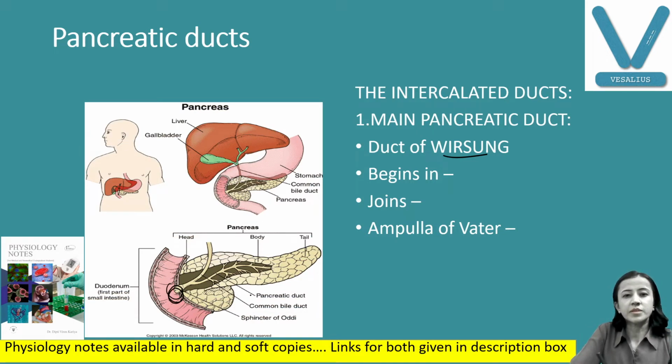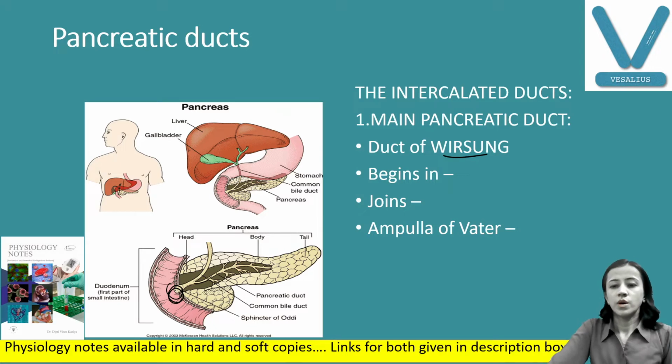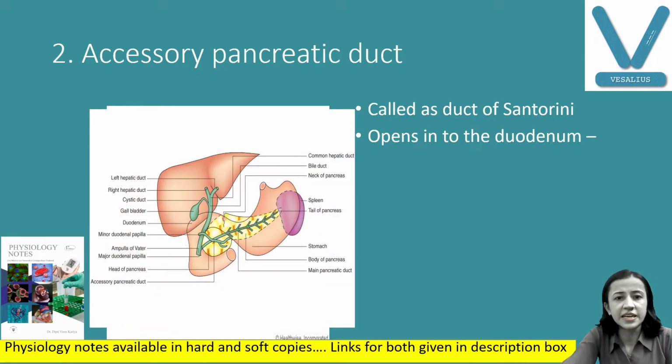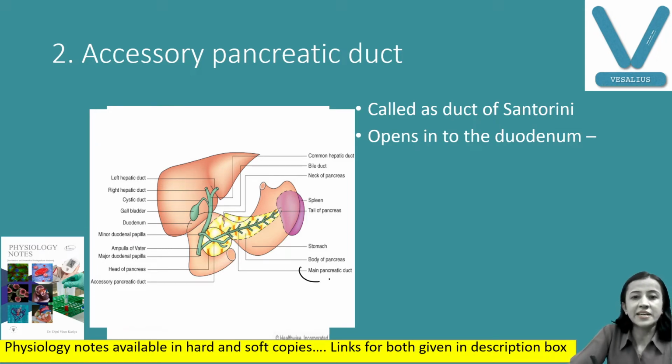This is the pancreatic duct. Now, next is the accessory pancreatic duct, that is also known as the duct of Santorini, and it also opens into the duodenum, but it is slightly 2 millimeter higher than the ampulla of Vater. It is not properly seen in this diagram, but you can see here, this one is your main pancreatic duct, that is your duct of Wirsung, and 2 millimeter above you have the minor pancreatic duct which opens, and that is known as the duct of Santorini.